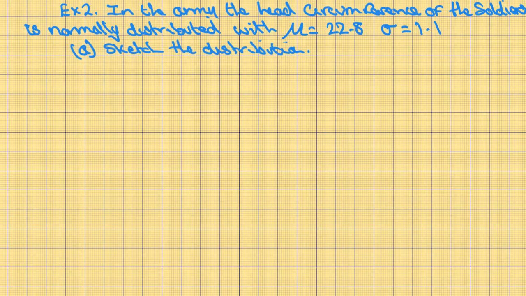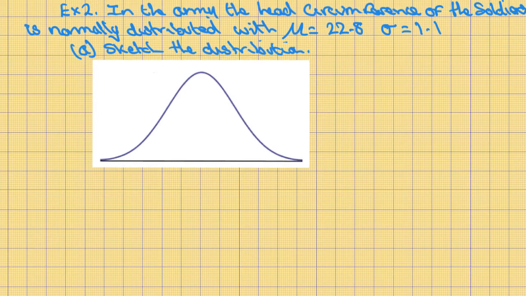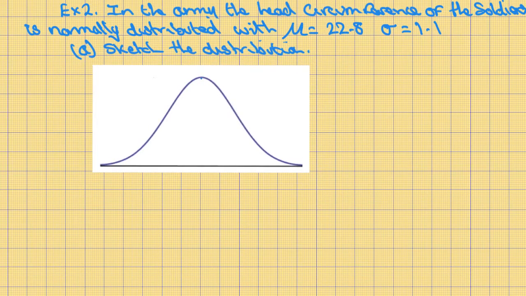Example 2. In the army, the head circumference of the soldiers is normally distributed with mu equal to 22.8 and sigma equal to 1.1. A. Sketch the distribution. Draw in the mean, which is 22.8. Write down the standard deviation, which is 1.1. Draw in the 3 standard deviations above and below the mean and put in the values.